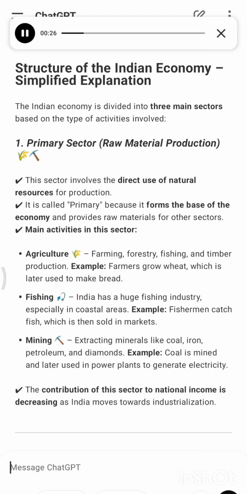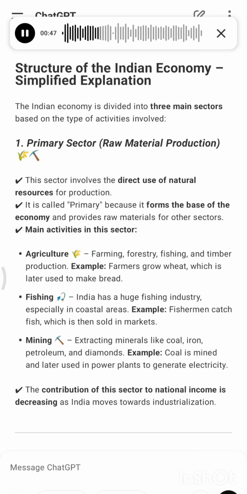Main activities in this sector: agriculture, farming, forestry, fishing, and timber production. Example, farmers grow wheat, which is later used to make bread. Fishing: India has a huge fishing industry, especially in coastal areas. Example, fishermen catch fish, which is then sold in markets.